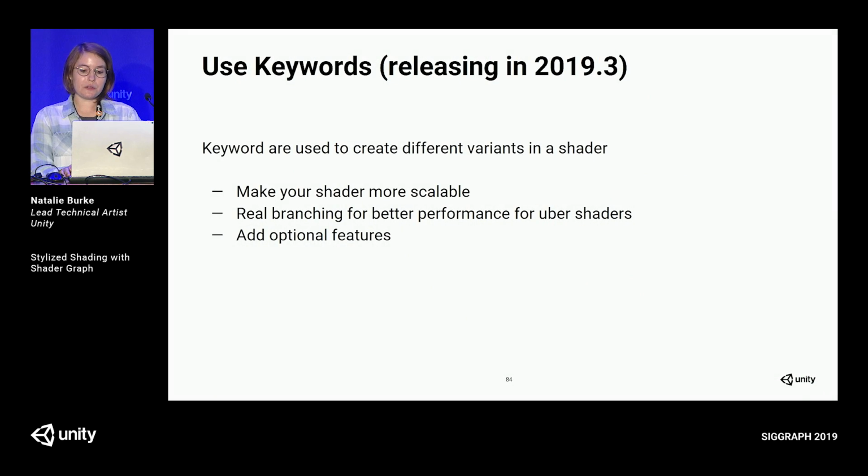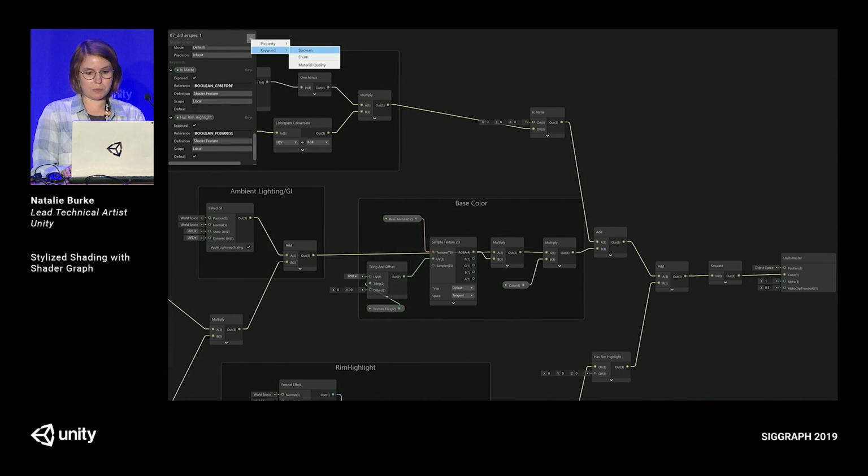So another important feature, which is coming out in 2019.3, so soon, you're in a beta or alpha if it comes there, you'll be able to use keywords. So keywords are a new feature, but it lets you create true variants in your shaders, and that's really great. It lets you increase scalability, and basically you can have like real feature branching, which is super important for creating performant Uber shaders. So you create them just like you would exposing variables from the blackboard.